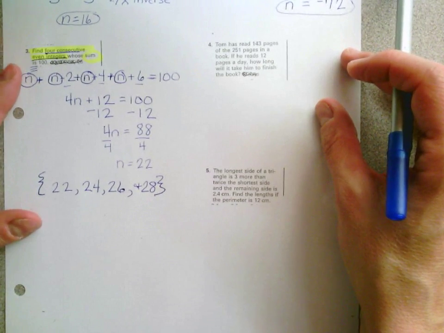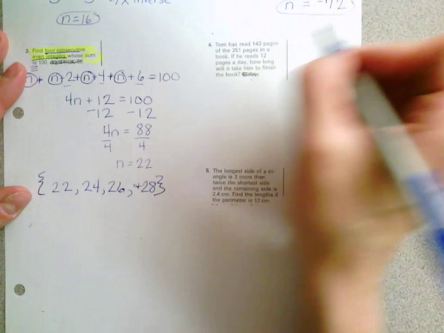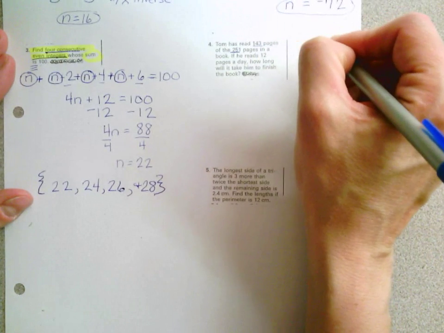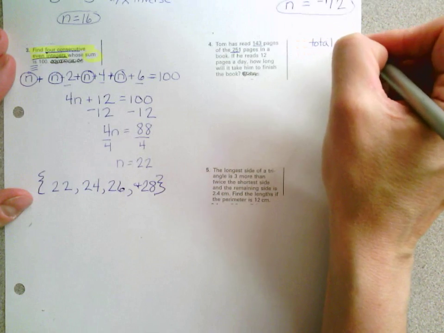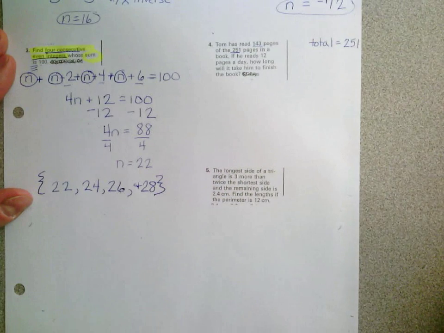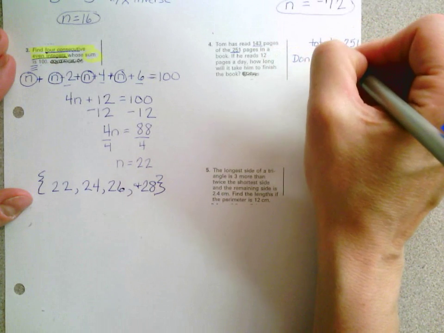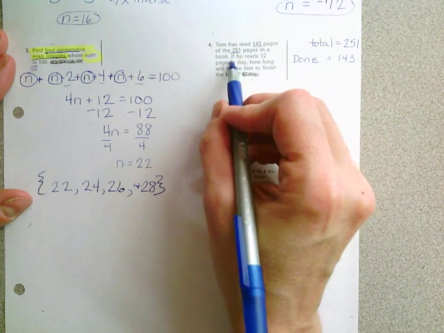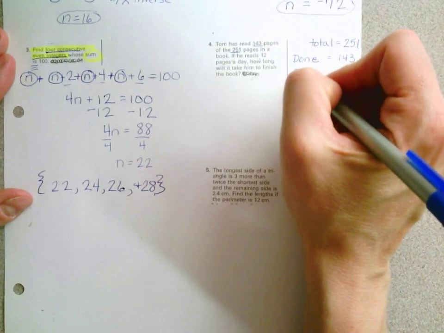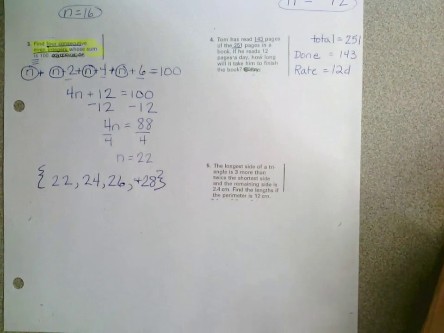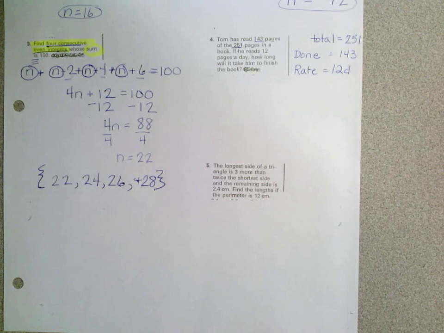All right. Tom has read 143 out of 251 total pages in a book. So the total is 251. He has already done 143. If he reads 12 per day, his rate is 12 per every day. How long will it take him to finish reading the book? What'd you come up with? You're right, it is 9.